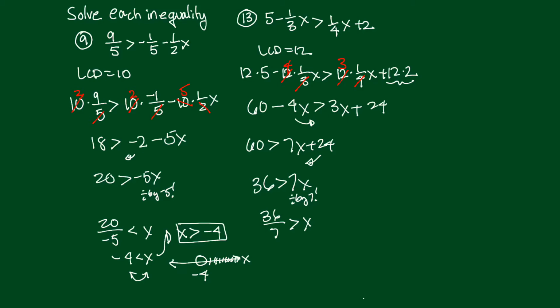But now I like to write this with the x on the left side. It's just easier to read. So I'm going to pick these up and turn them around. So if this number is bigger than x, then x must be less than that number. So I'll write it like this. X is less than 36 over 7. And the graph is going to look like this. I'll put an open circle at 36 over 7 and shade everything to the left.